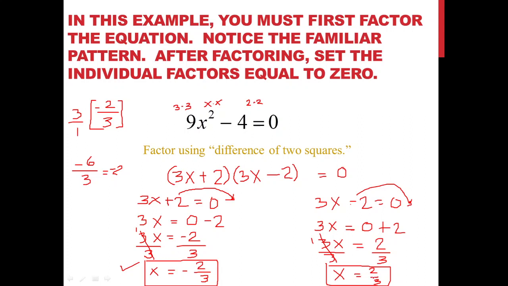If x is equal to positive 2/3, I'll try to substitute it here. Same process as this one. So you have 3 times 2/3, so you have 3 times 2. 6 divided by 3 is 2. Minus 2 is 0. Again, any number multiplied by 0 is 0. It satisfies our equation.